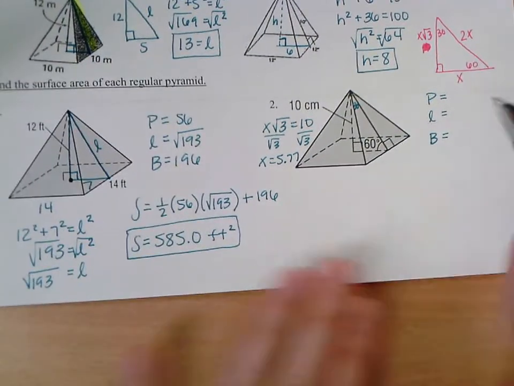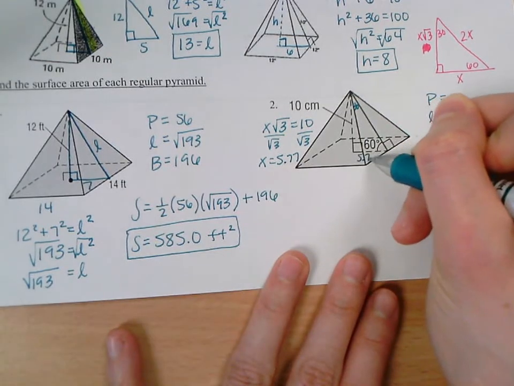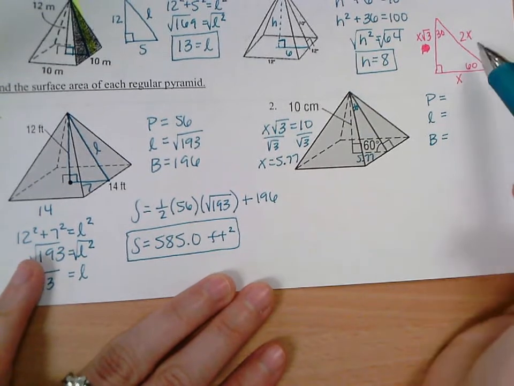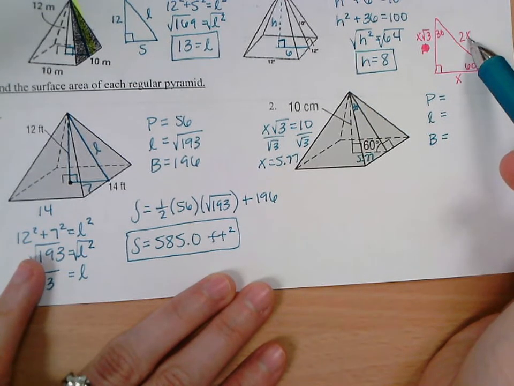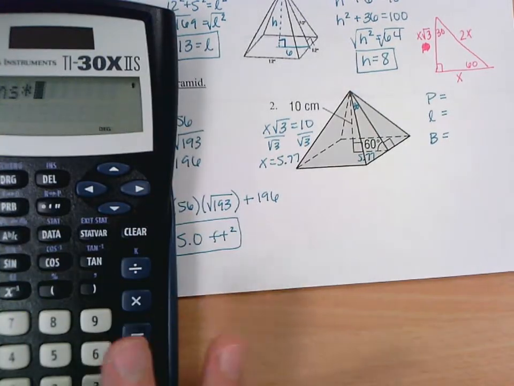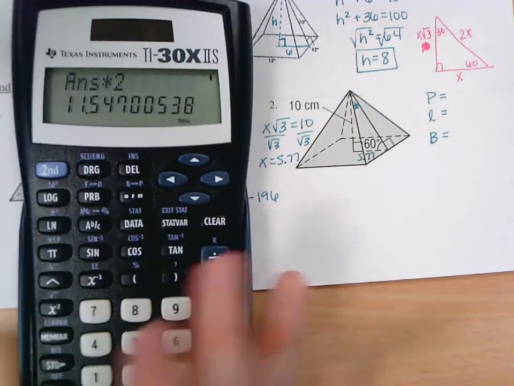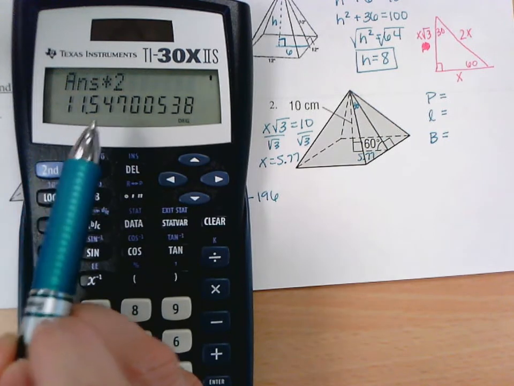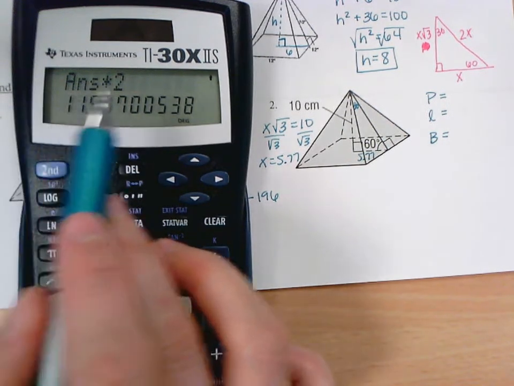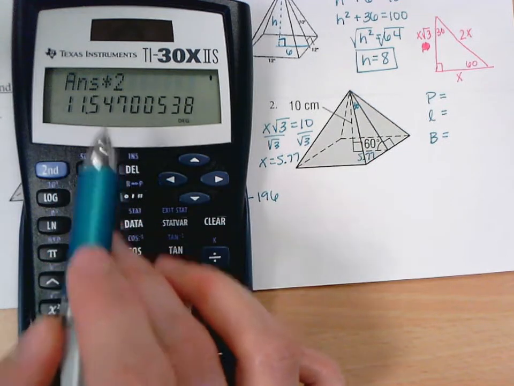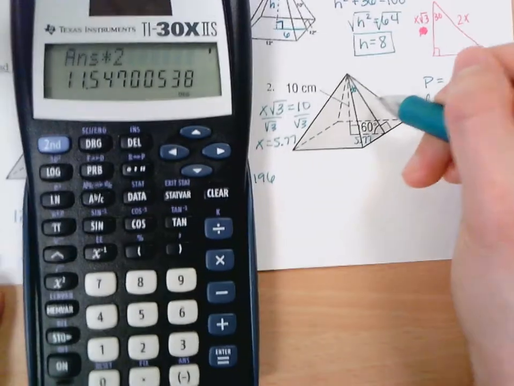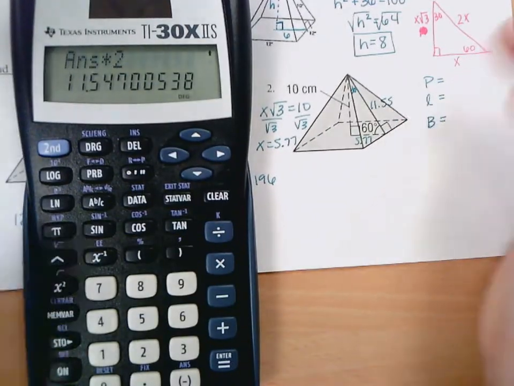So then if I know this is 5.77, then I know my hypotenuse, which is my slant height, is 2 times as long as that. So if I multiply that by 2, I get 11.55. I had multiplied the exact by 2. So if you actually typed this in, you'd probably have 11.54. But 11.55. So that's my slant height.